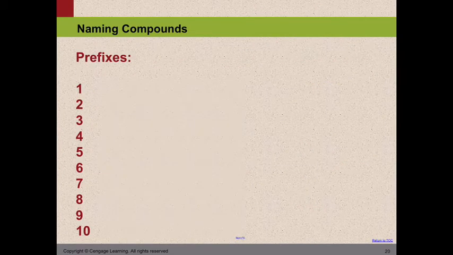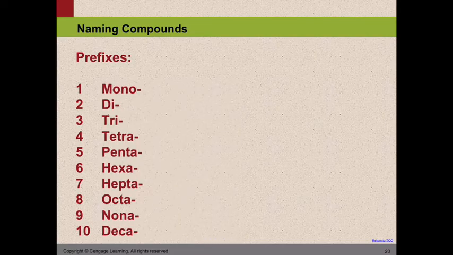Now we went over these before we let out for this virus. So if you would please take a look at those, pause the video for a second, and see if you can jot down the prefixes. We already know one is mono. Pause the video for a second, jot down the prefixes, and then restart the video. Okay? The prefixes are mono, di, tri, tetra, penta, hexa, hepta, octa, nona, deca.